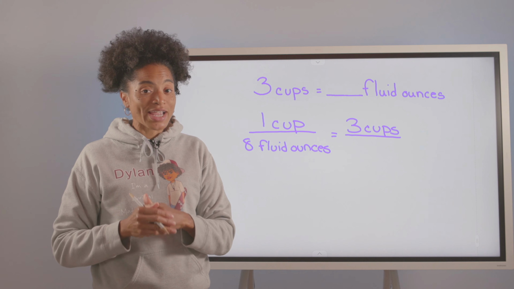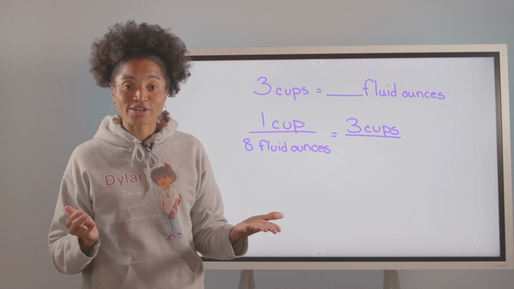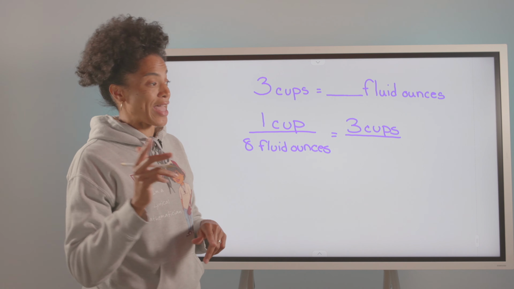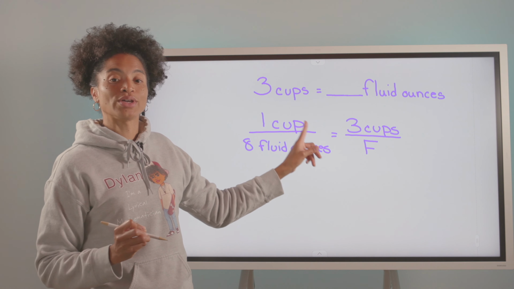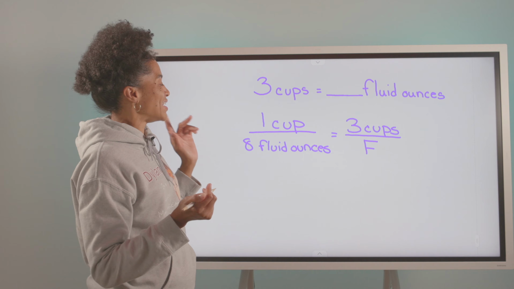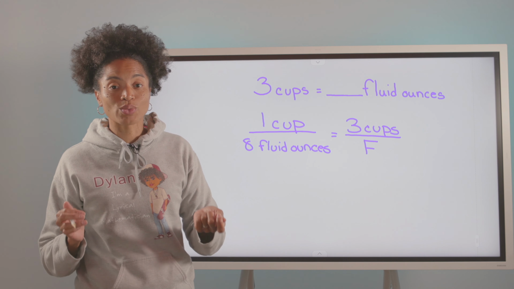So we want to write that as a variable. A variable is represented as a letter, and we want to use the first letter in the word fluid, so that's going to be an F. Put an F here in the denominator. So this ratio equal to this ratio is what we call a proportion. Next step, we want to set up to solve for the unknown, which is F.